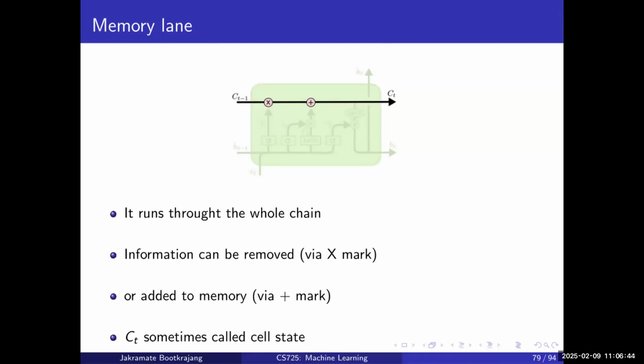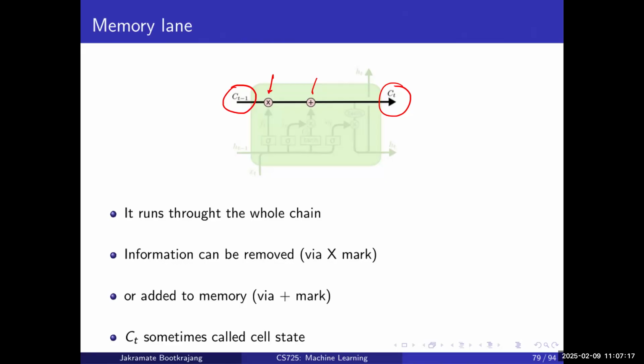The memory lane is basically all the information, right? So we have information coming from the previous timestamp, and we want to pass this information into the next timestamp. And in this memory lane, we have two operations. We have multiply and we have addition. And each operation serves a different purpose.